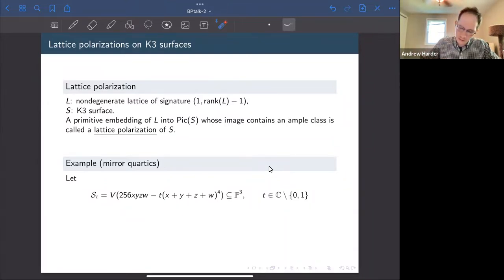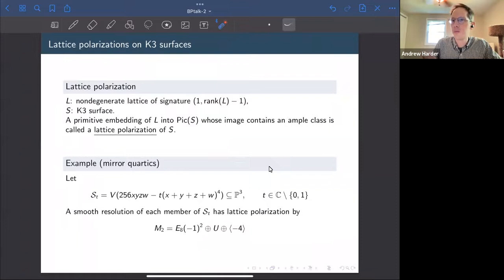So when I take the resolution of such a thing, I can smoothly resolve all members of this family at the same time. And once I do that, every time I blow up one of these singular points, I'm going to get an extra P1 inside of my K3 surfaces. And so if you take the span of all those extra algebraic cycles, these P1s, plus the coordinate hyperplane classes, and you look at the intersection lattice that they span inside of the Picard group, what you get is called this lattice M2. So this is E8 squared plus U plus -4, an orthogonal sum.